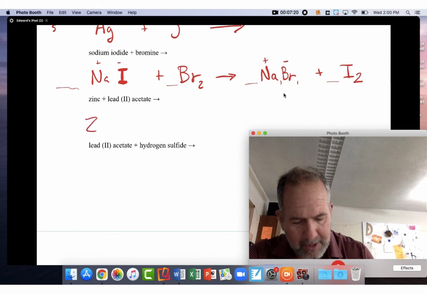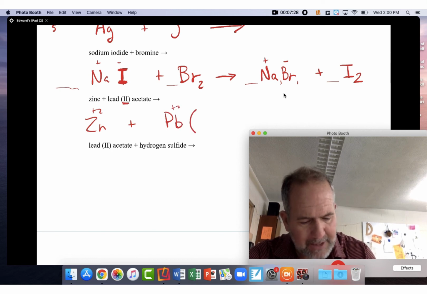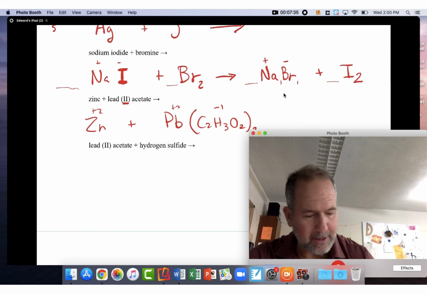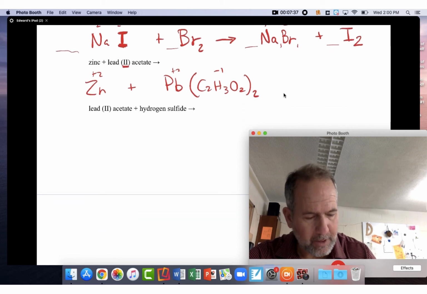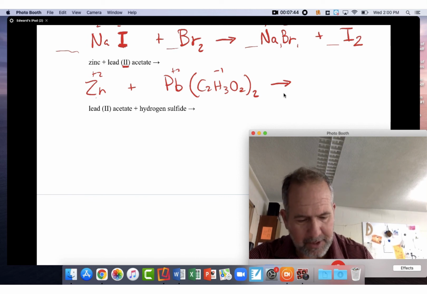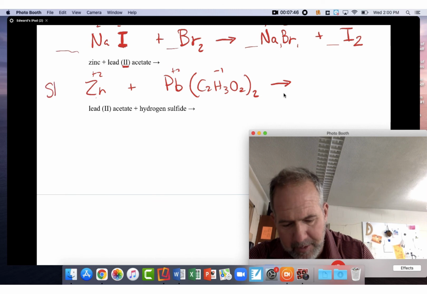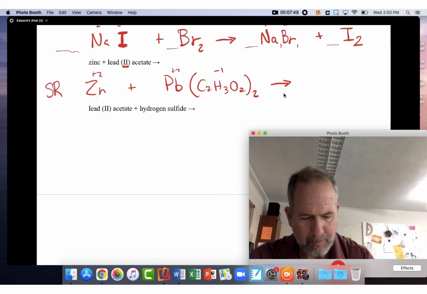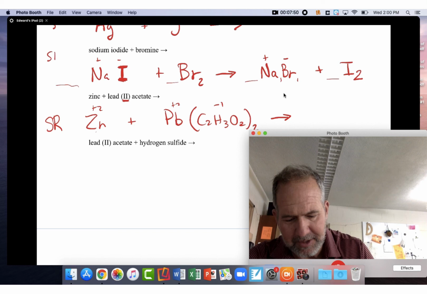All right, we have zinc. Zinc is plus 2, plus Pb plus 2, because it's lead 2, and then acetate, C2H3O2, and that has a minus 1 charge. So we're going to need a 2 subscript outside of that. Right? Draw an arrow. You have to finish that one up. That is, of course, a single replacement reaction. Did I say which one this one? This one also was an SR.